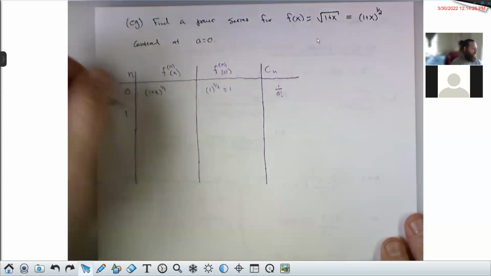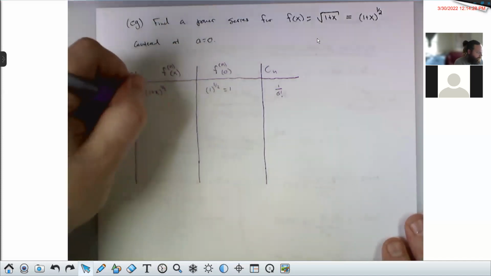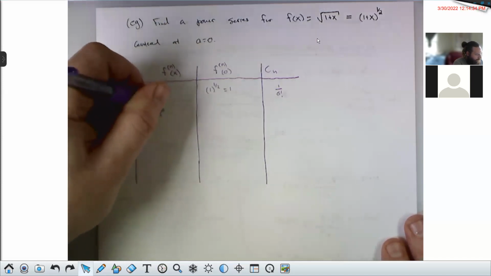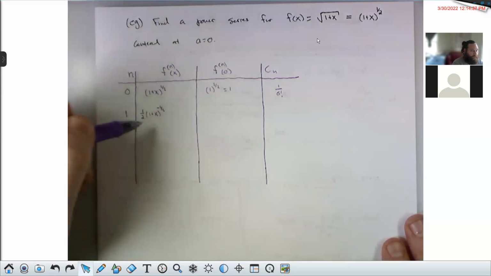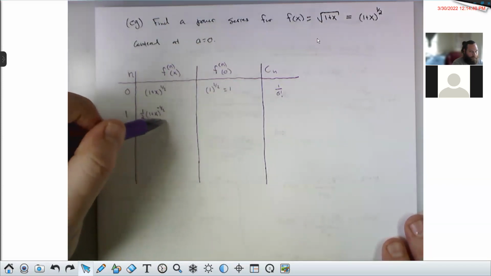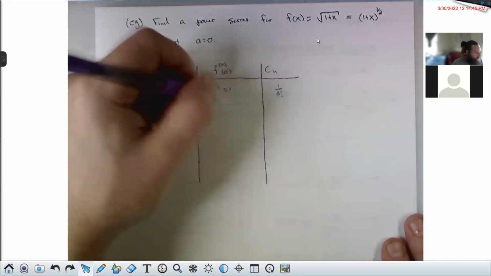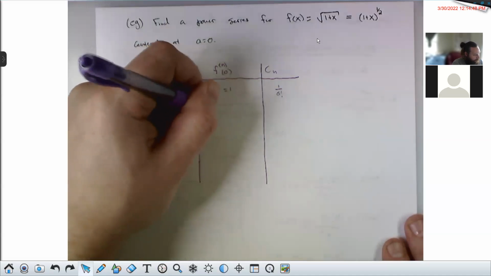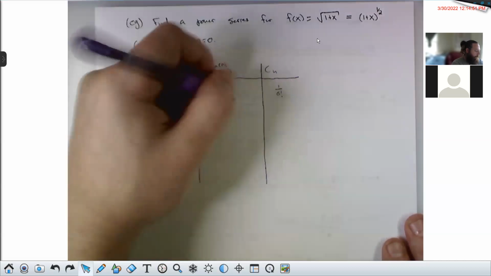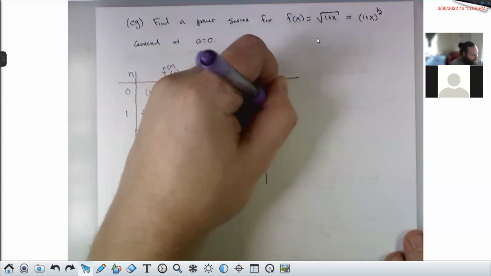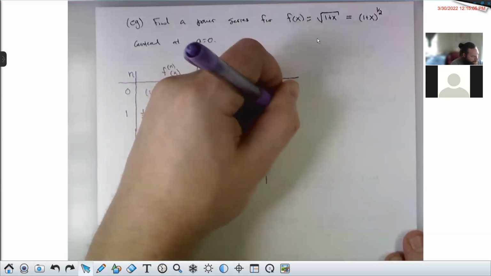If I differentiate this function once by the power rule and the chain rule, I get 1/2 times 1 plus x to the negative 1/2 times the derivative of 1 plus x, which is 1. Evaluating this at 0, I get 1/2 times 1 to the negative 1/2. And that's 1/2. Dividing this by 1 factorial, I get 1 over 2 times 1 factorial.